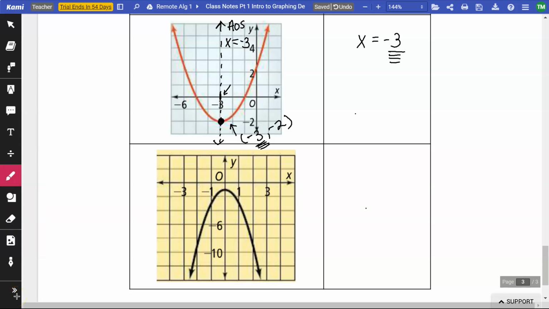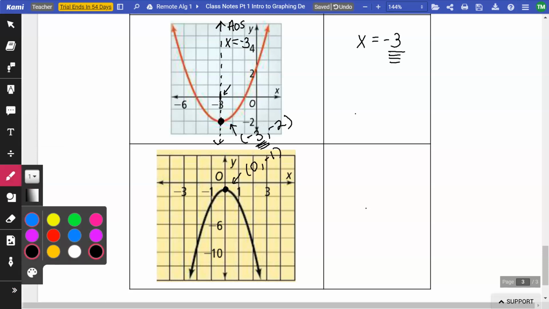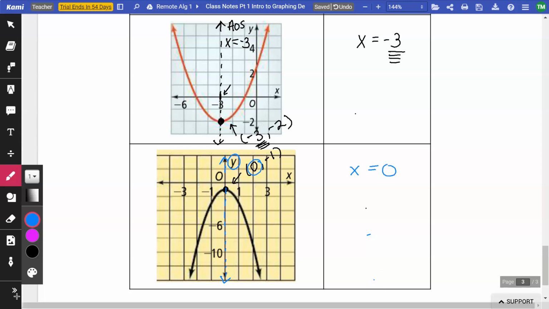So if you notice, the x value of the vertex is 0. The y value is -1. If you draw the line of symmetry, the line of symmetry is the exact same thing as the y-axis. Well, the y-axis happens at x equals 0, and our axis of symmetry is the equation x equals 0. And that's it for today's notes.